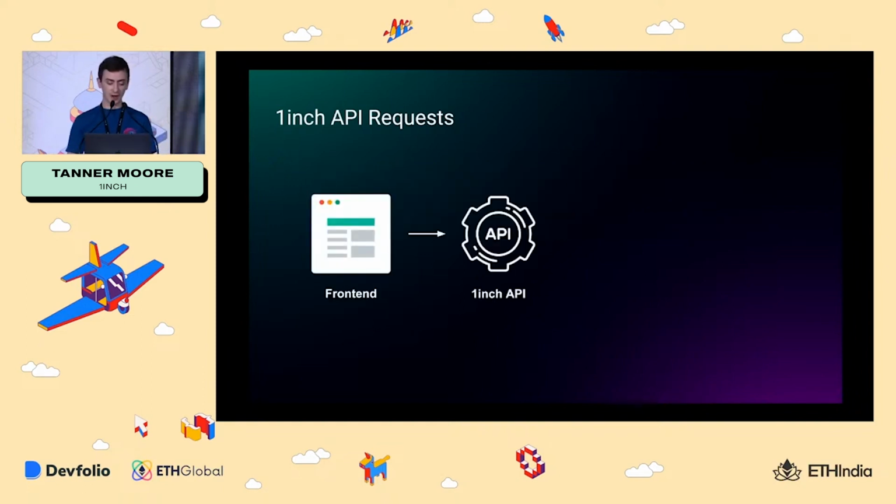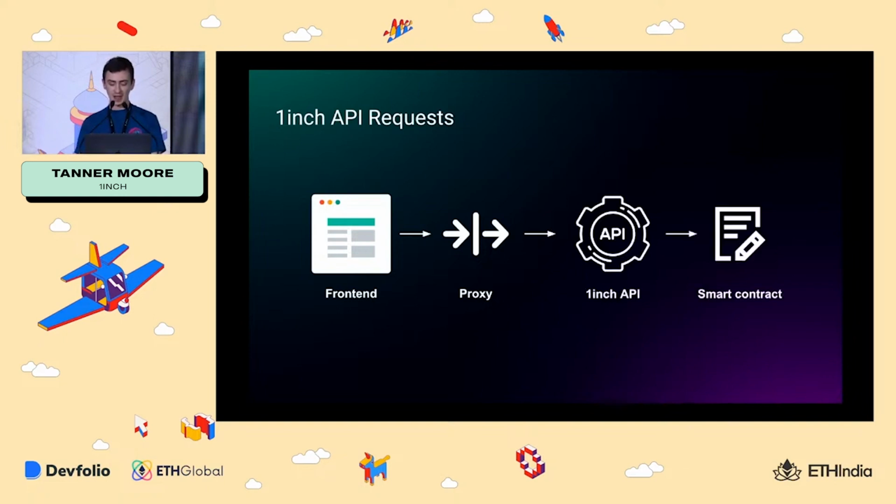So let's say you have some front end, you try to make your first request to the 1-inch API to get the call data for your swap, and this is where that failure would occur. So what you actually need to do is have your front end first call out to a proxy layer. That proxy layer will then make the call to the 1-inch API, and then you can send that information in to your smart contracts.